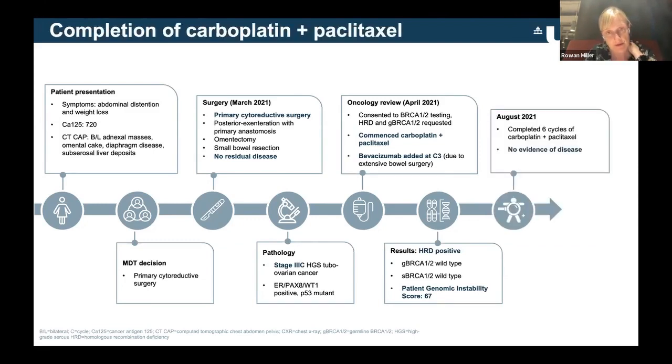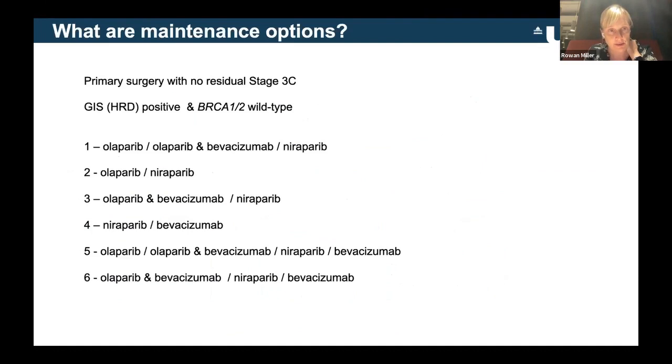So she completed her chemotherapy and there was no evidence of disease. So the question is, what are her maintenance options? To recap, she had primary surgery with no residual. She was a stage 3C. She was BRCA wild type, or no BRCA mutation, but HRD positive.